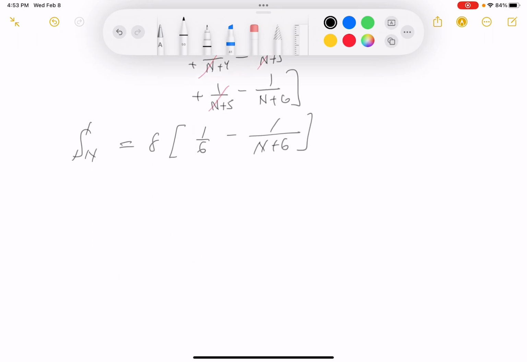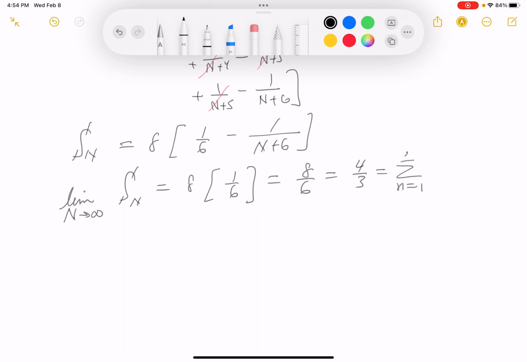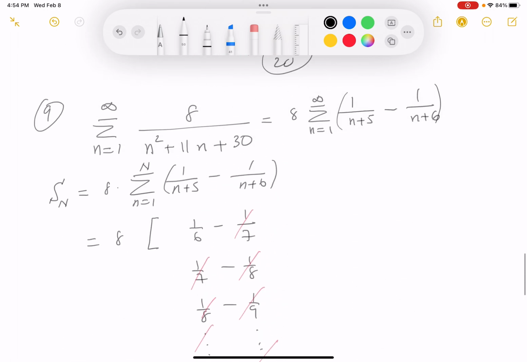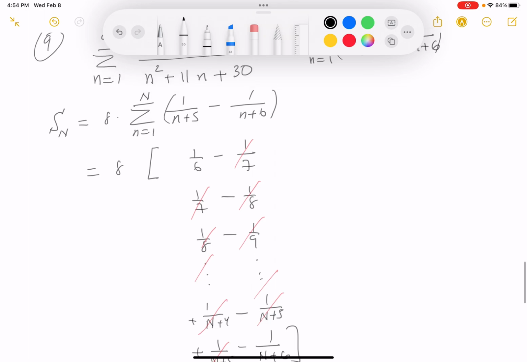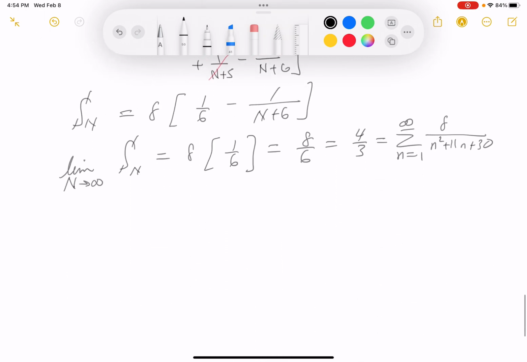What do I want to do? I want to take a look at the limit as big N goes towards infinity of S_N. You would get 8 times 1/6, and that 1 over N plus 6 as N goes to infinity would be 0. So what do you get over there? You get 8/6, and that would be 4/3. Right? So I'm going to say this is the same thing as the sum n equals 1 to infinity of that original sum, which was 8 over n squared plus 11n plus 30. Let me just make sure I'm saying that right. Yeah, we got it right over here.